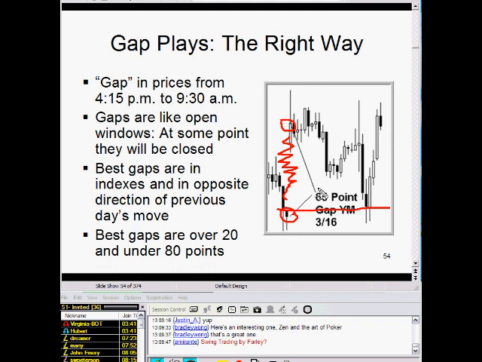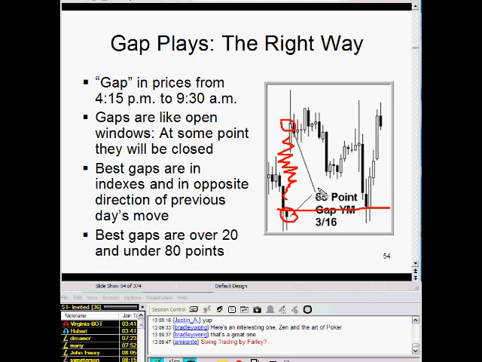This is a very common occurrence in the trading day, and it's something that we want to pay attention to and take advantage of. Basically, you can think of the gap as being like an open window. Like any open window, at some point somebody's going to come along and close it. And on the daily charts, generally 70 to 80% of the time, these gaps are going to be filled within that same day.